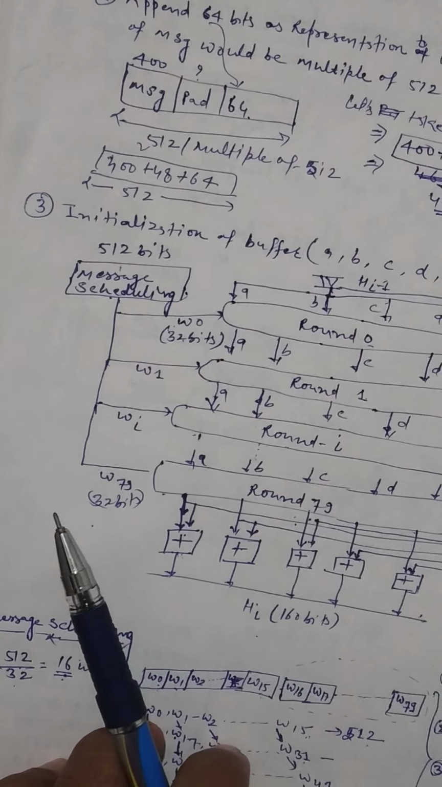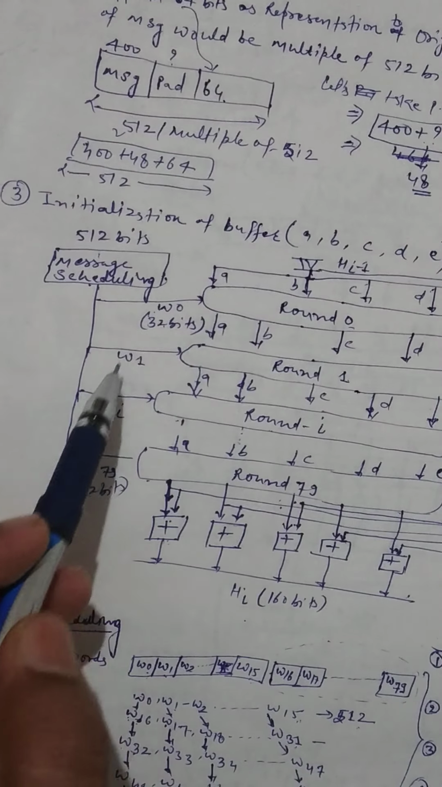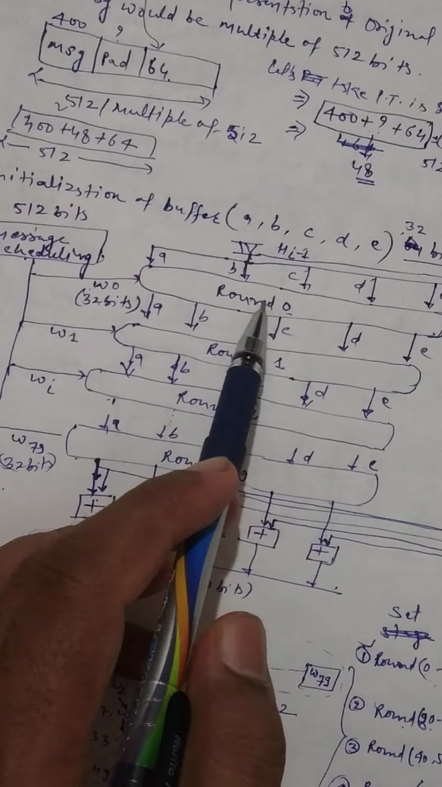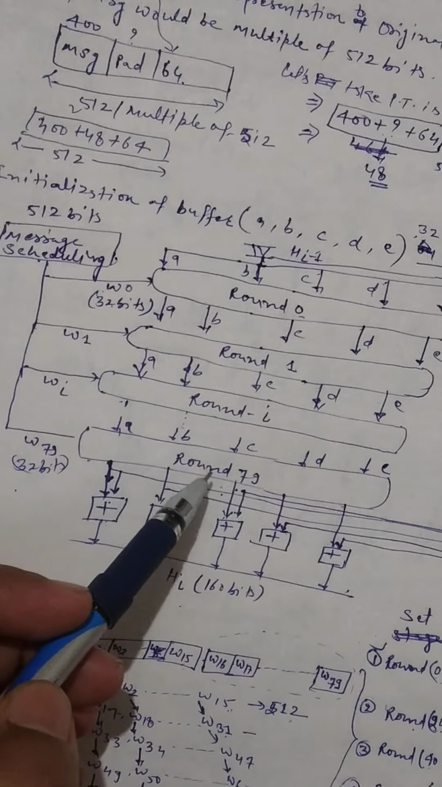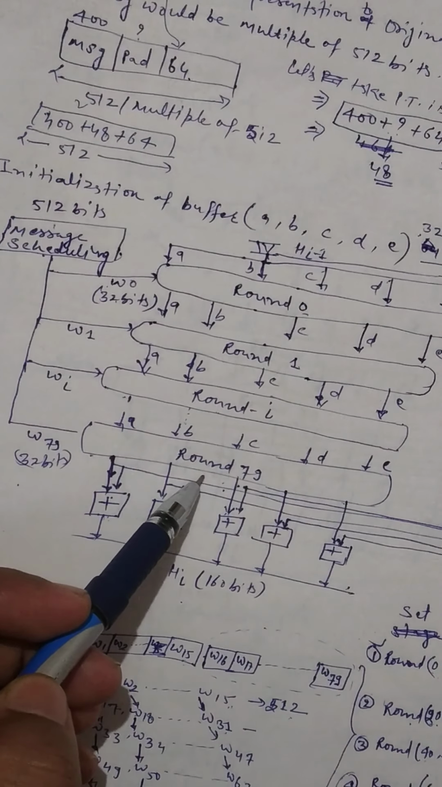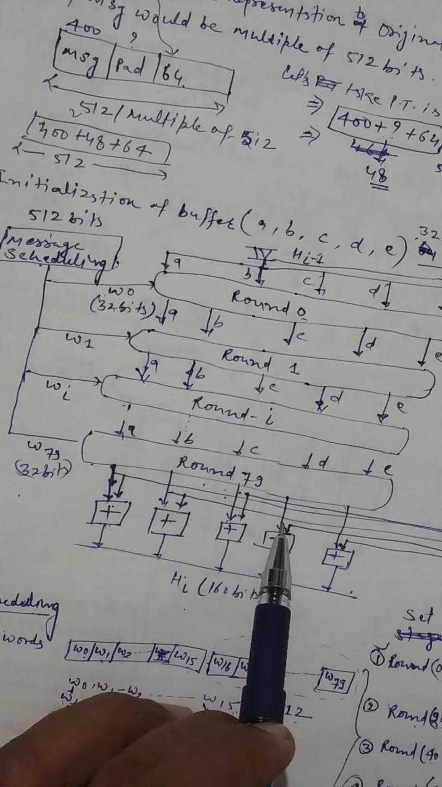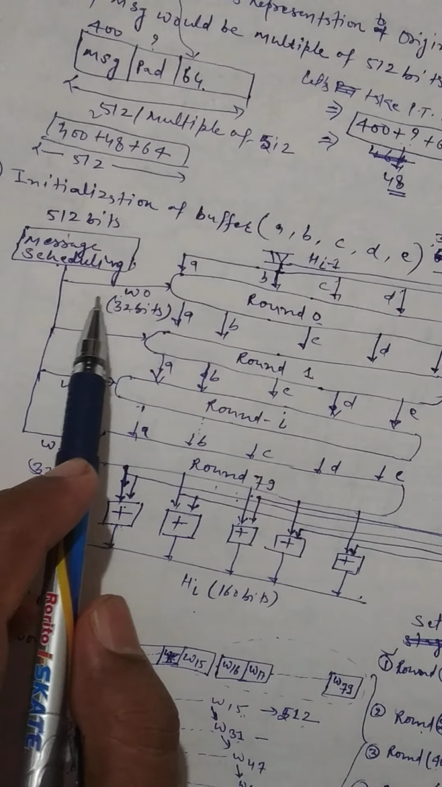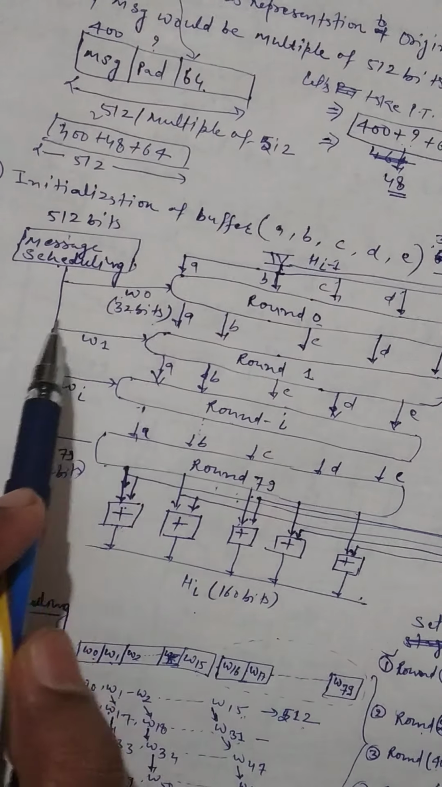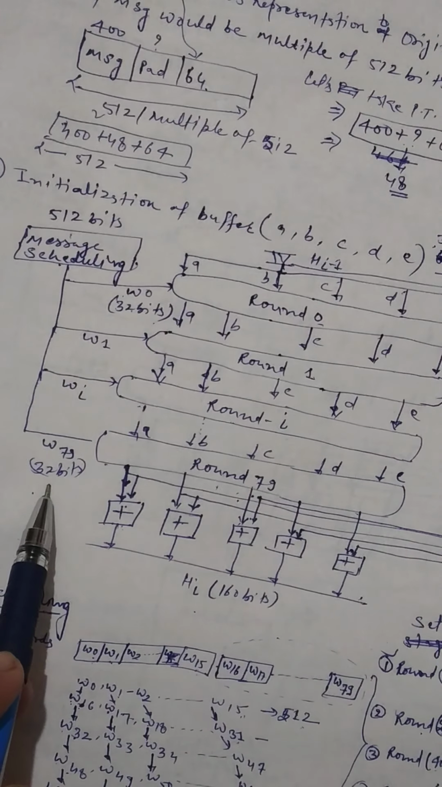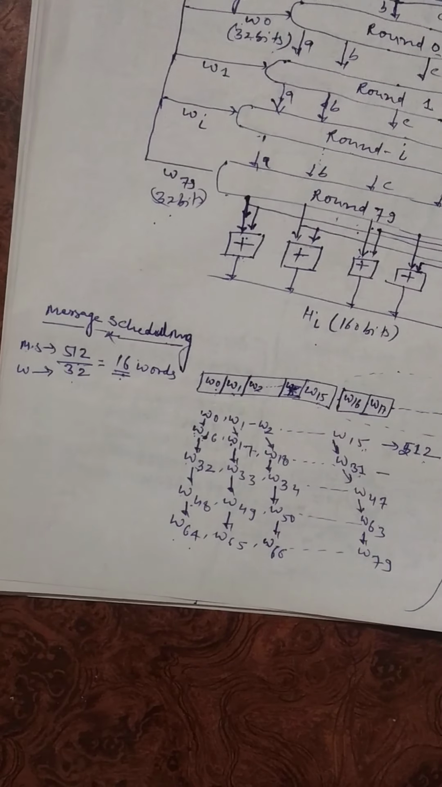Now come here. During the message scheduling, as we have seen in this diagram, there are rounds 0 to 79. Means round 0, round 1, round 2, up to 79, so in total we can say 80 rounds. W0 to W79. In each round one word is needed, and the size of this word is 32 bits again. Okay, so how many words are needed? 79 words are needed. Now let's understand how to generate these words.